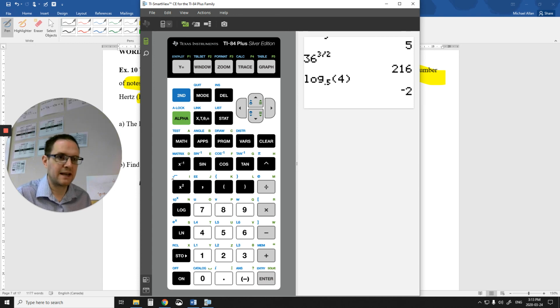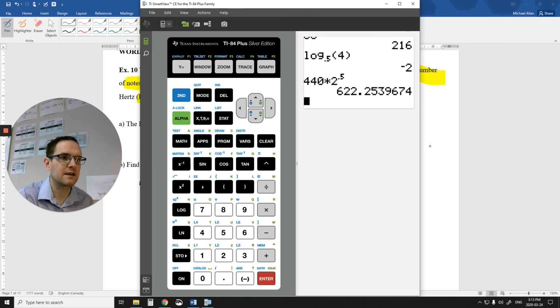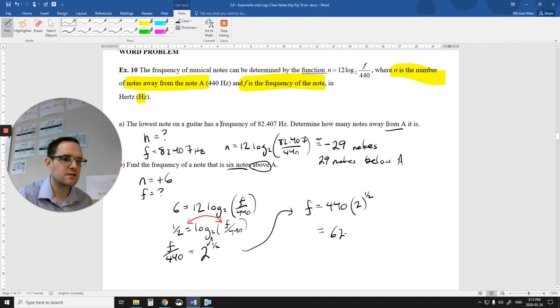All right, so back at it. So we've got a calculator open. So 440 times 2 to the power of a half. I was going to put 0.5 for that. Oh, 620. Okay, so a little bit off. 622, approximately 622 hertz. And there we go.